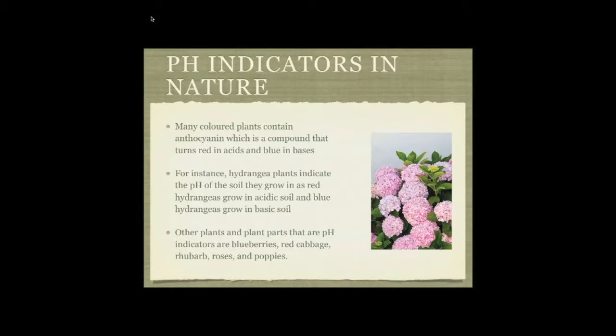pH indicators can also be found in nature. Many colored plants contain anthocyanin, which is a compound that turns red in acids and blue in bases. For instance, hydrangea plants indicate the pH of the soil they grow in. Red hydrangeas grow in acidic soil and blue hydrangeas grow in basic soil. Other plants and plant parts that are pH indicators are blueberries, red cabbage, rhubarb, roses, and poppies.